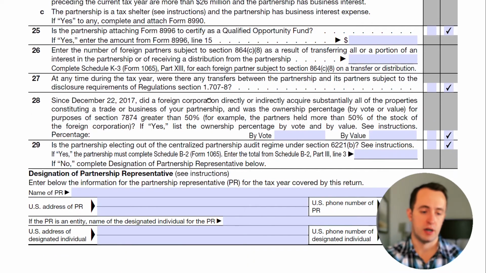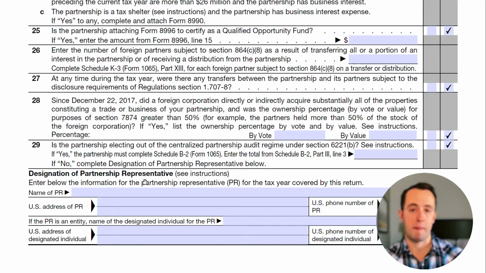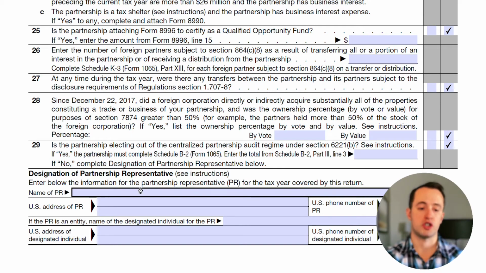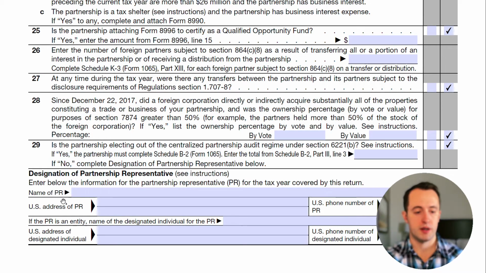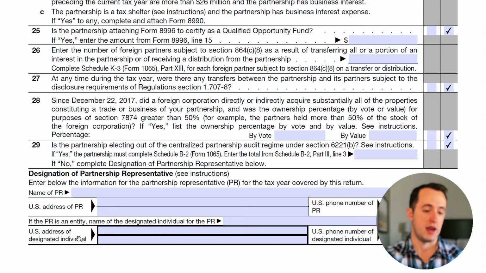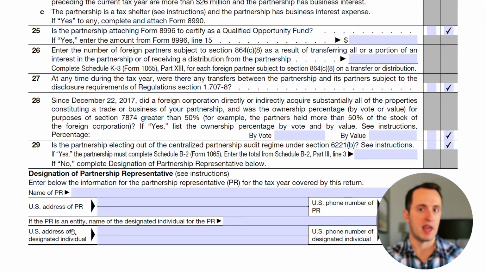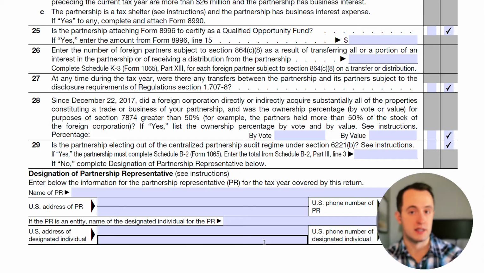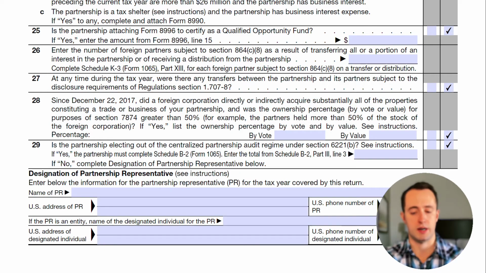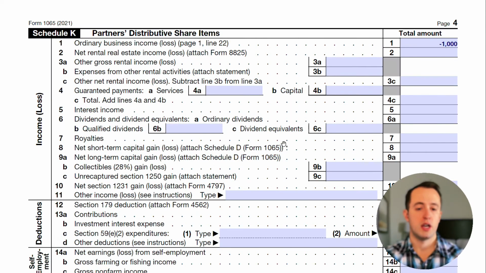Now continuing down here, the designation of a partnership representative, more likely than not, is just going to be one of the actual partners of the partnership filling this out. So you're just going to put the name of the partnership representative, where that person lives, and then if it's an entity, so like you're designating another partnership or an LLC to stand in for you, then you'd put that information down here. Continuing on to Schedule K.